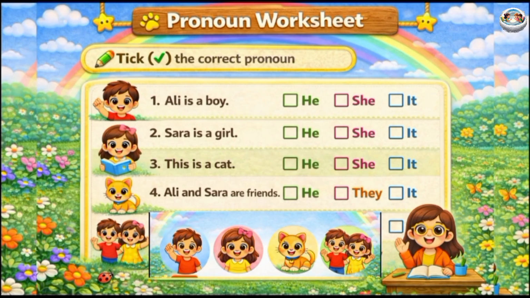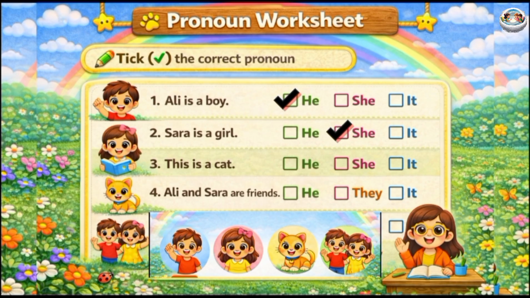Let's do another activity. Our activity is take the correct pronoun. Number 1. Ali is a boy. He, she, or it? Yes, he is a boy. Number 2. Sarah is a girl. He, she, or it? Yes, she is a girl.